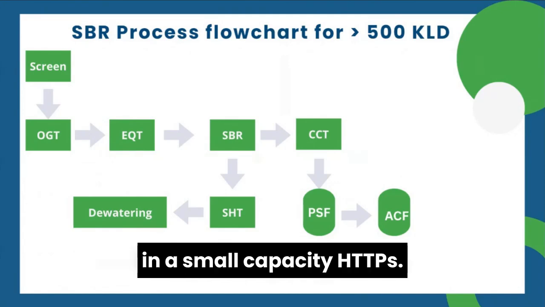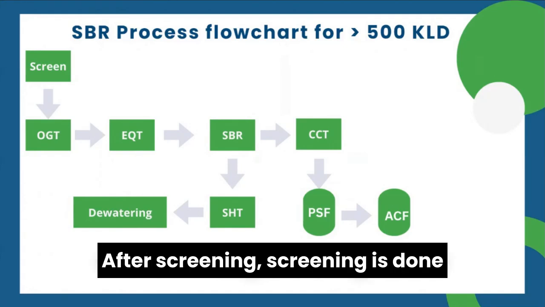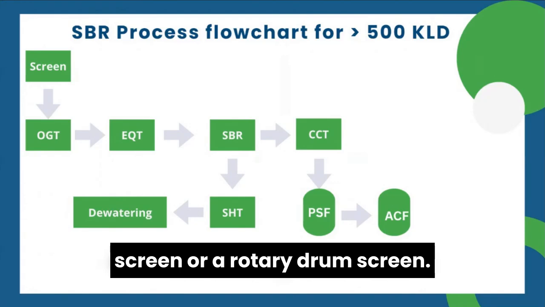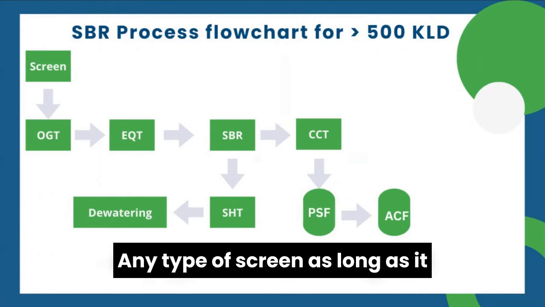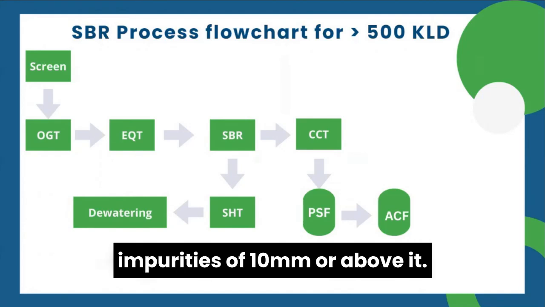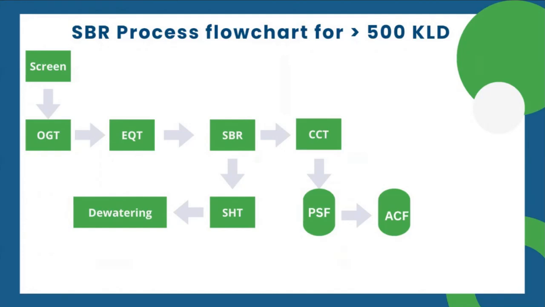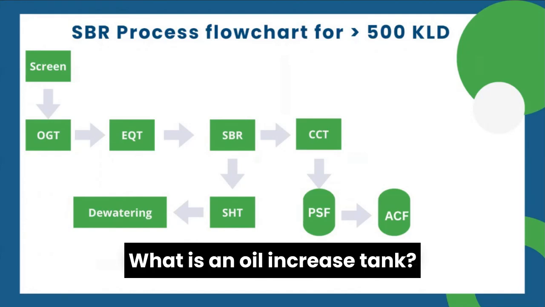The next stage process in a small capacity STP is after screening. Screening is done using a bar screen or mechanical screen or a rotary drum screen, any type of screen. As long as it is taking out the physical impurities of 10 mm or above, the screening process is good enough. Then oil and grease tank. What is an oil and grease tank?